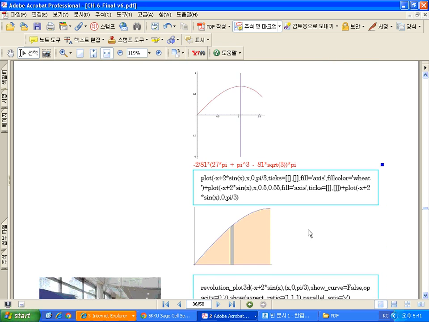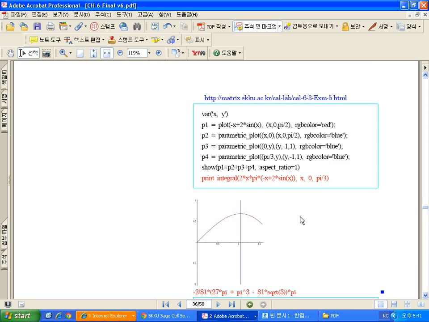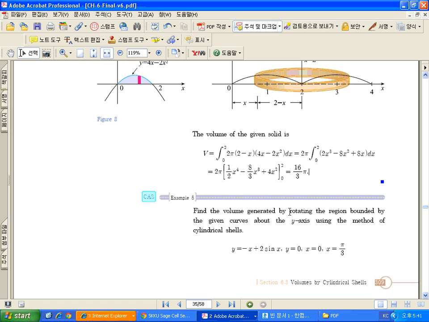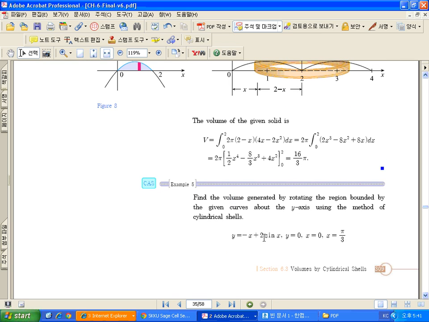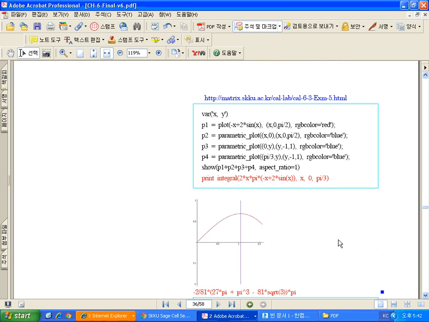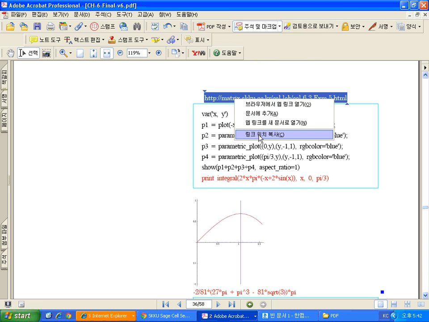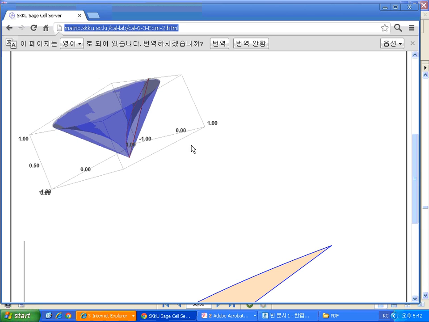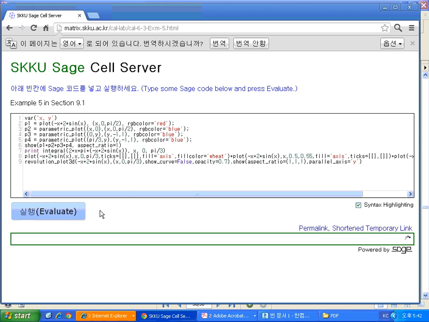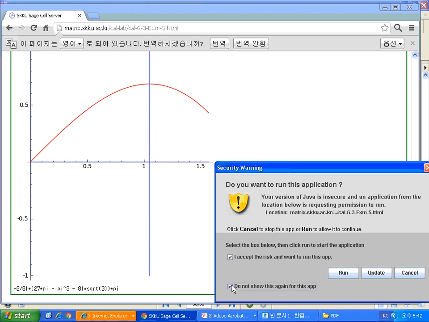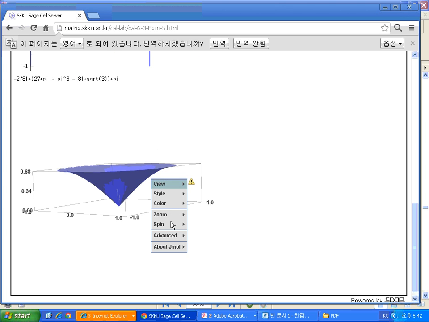And the next, and this is the last example of section 6.3. Find the volume generated by rotating the region bounded by the given curves about the y-axis using the method of cylindrical shell. Same thing. y is equal to minus 6 plus 2 sine x, y is equal to 0, x is equal to 0, x is equal to pi over 3. We may draw the graph first, which gives us this. We want to rotate it like this.